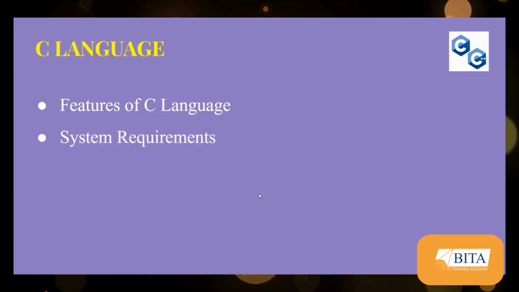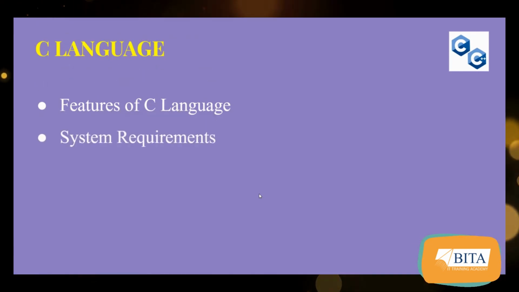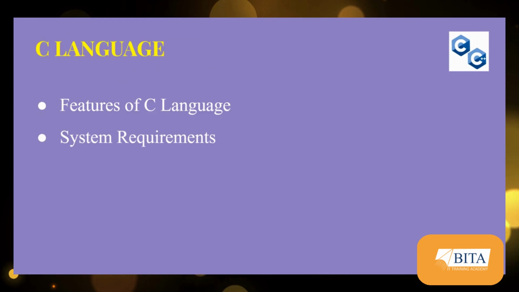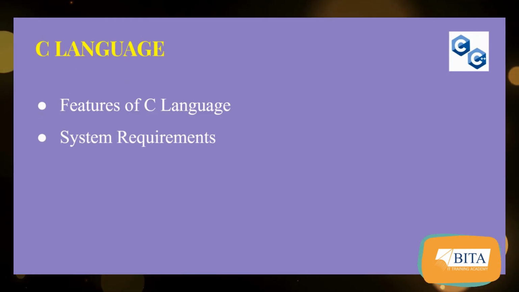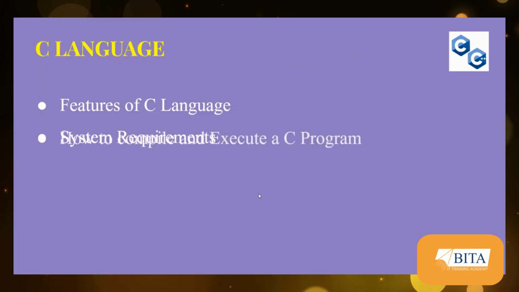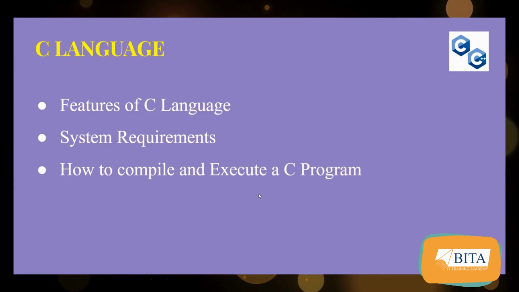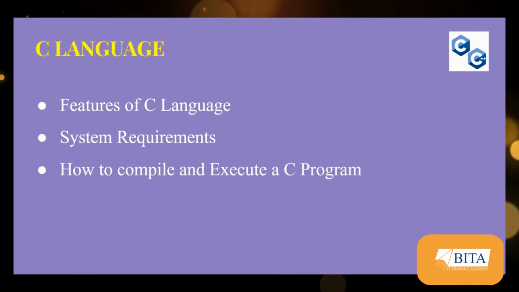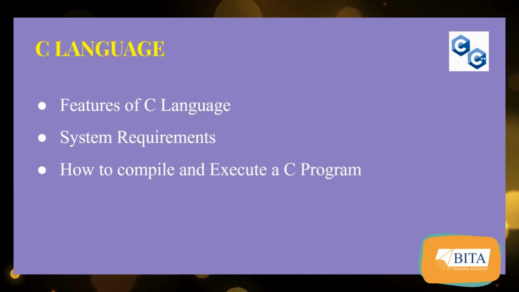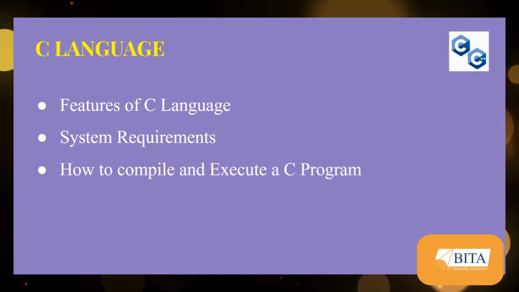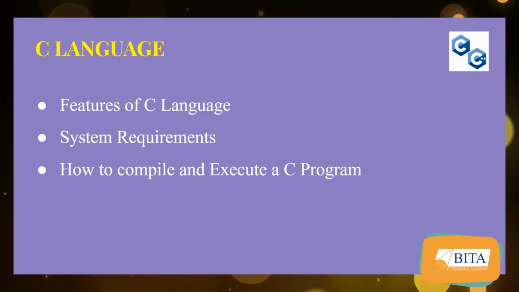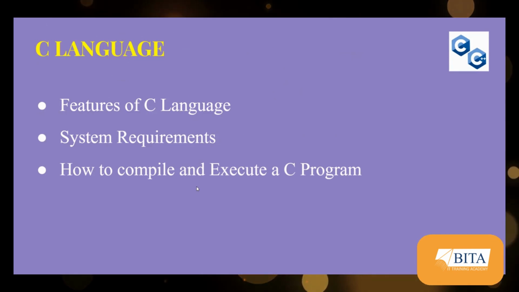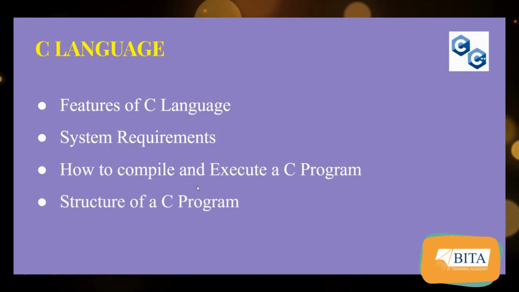I'm going to use Notepad++ as the editor, and I'm going to compile and execute the code using the GCC compiler. So the command to compile the program code is GCC file name -o executable file name. To execute the program code, we just type the executable file name. We'll then move on to the structure of a C program.